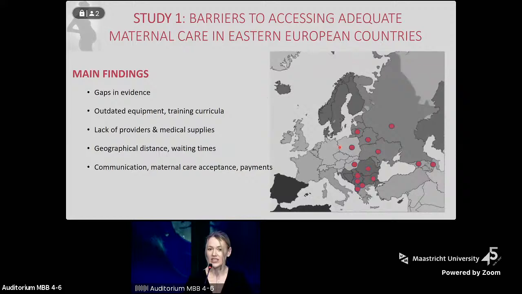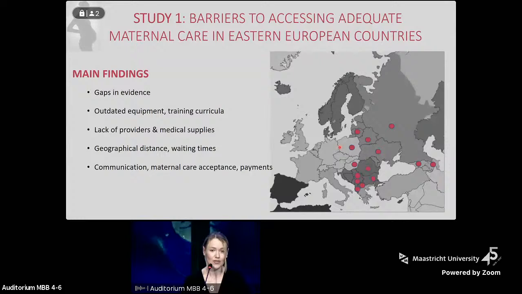It also revealed barriers in all five aspects of access to maternal care. With respect to availability, it was limited to outdated equipment and training curricula of providers. Also, shortage of maternal care providers and medical supplies such as pharmaceuticals. Furthermore, it was also limited to geographical distance to healthcare facilities and also the large waiting times.